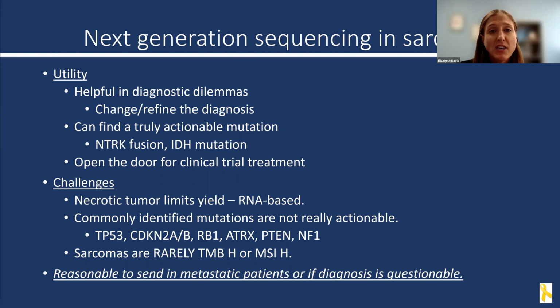Our tumors are often very necrotic, and so that can limit the yield of this testing. And unfortunately, the bulk of commonly identified mutations in sarcoma are not truly actionable, things like P53, RB1, and ATRX. And sarcomas are very rarely TMB high or microsatellite high. But it is very reasonable to send this in patients with metastatic disease, or if the diagnosis is questionable.